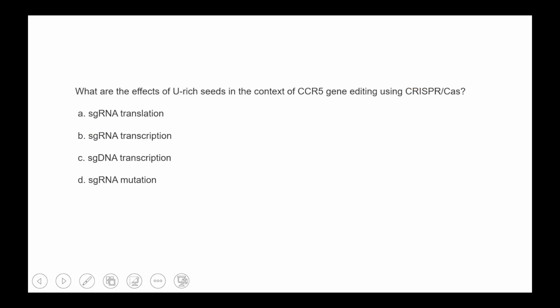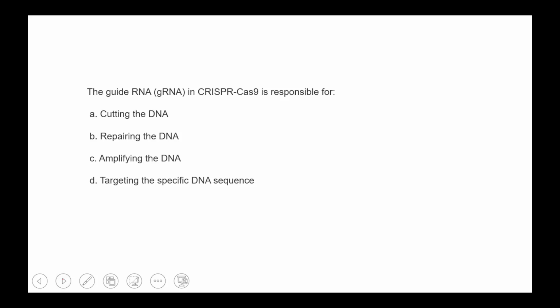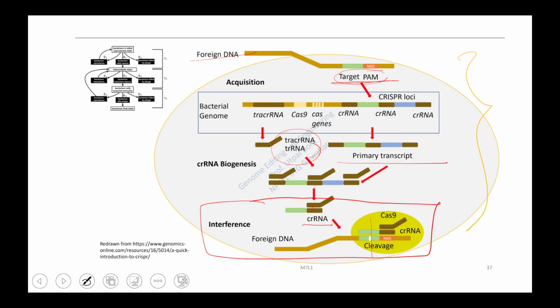So the question was, what are the effects of U-rich seeds in the context of gene editing using CRISPR Cas9? So it is the sgRNA transcription. The transcription will be affected. The guide RNA, the CRISPR-Cas9 is responsible for, tell me the answer. Targeting the specific DNA sequence. Yes, that's the correct option.